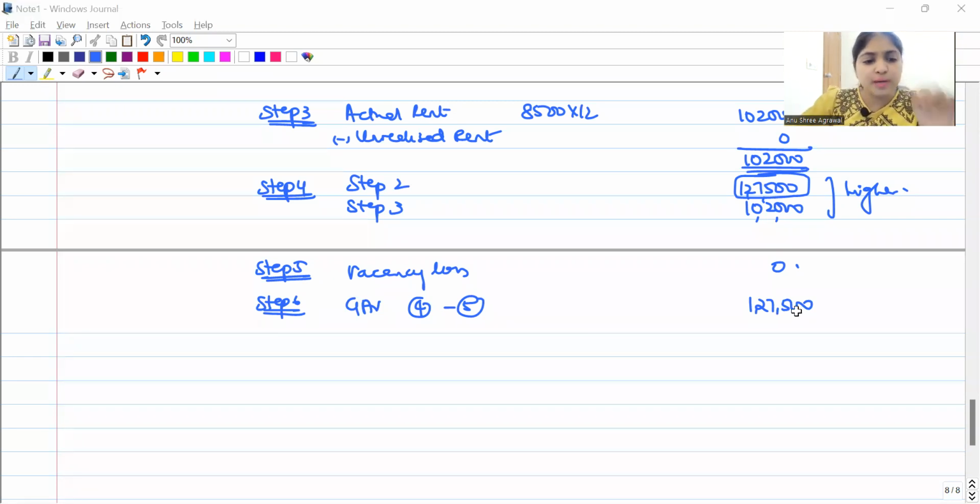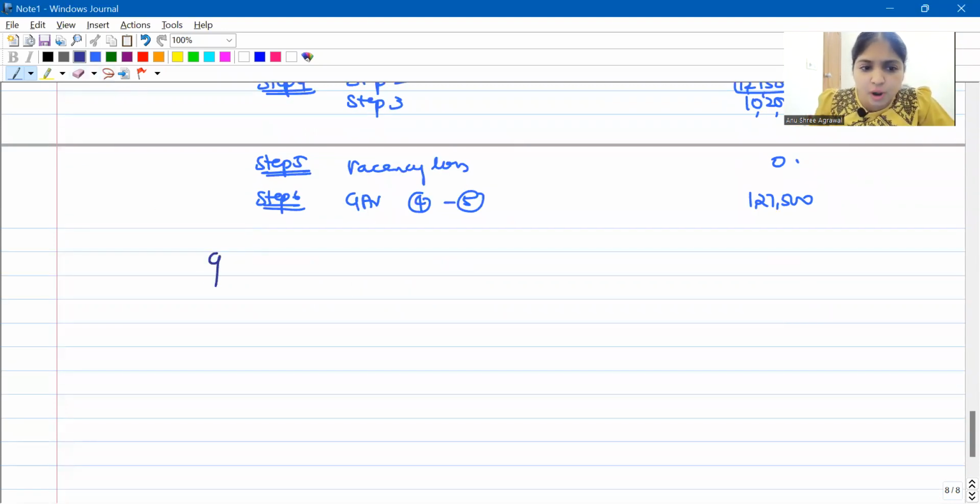Let us proceed forward. After this, what do we do? Our calculations, how do we proceed? Gross annual value, we have already concluded this is 1,27,500. From this, we subtract municipal taxes paid.